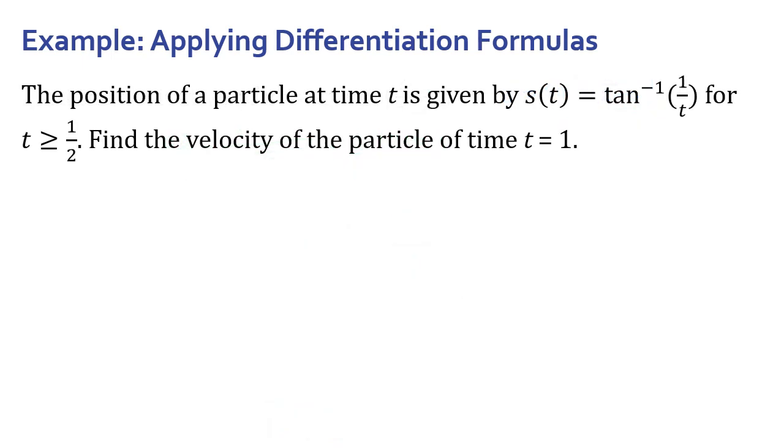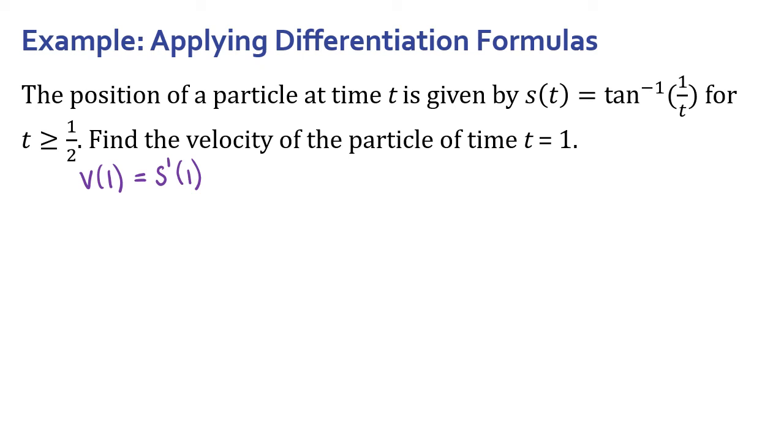Now let's look at an application that involves inverse trig functions. The position of a particle at time t is given by s of t equals the tan inverse of 1 over t for t values that are greater than or equal to 1/2. Find the velocity of the particle at time t equals 1. Okay, so remember that finding that velocity at 1 is going to be finding the first derivative of the position function at 1. So let's first figure out what is the first derivative function.